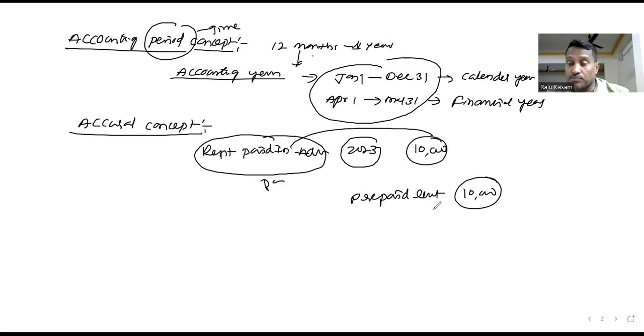But we have to show it in the accountancy books properly. Why? Because the 10,000 rupees goes out from the business. So we have to show prepaid rent 10,000 in the accountancy books, meaning the expense which belongs to next year, even though we paid the amount in the current year. That's why we have to show prepaid rent in the accountancy books.